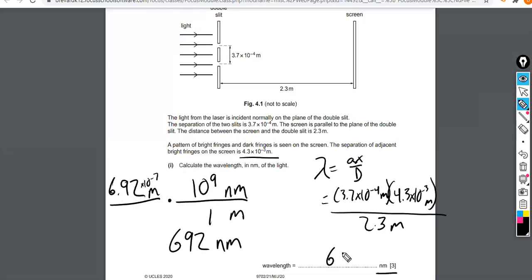You might say 690 is a slightly better answer than 692, just because of the significant digits. 2 significant digits here, 2 significant digits here, 2 significant digits here. So it's best to report the answer to the same level of significance. So 690, that's pretty close to red light. Okay, 700 is red light, so that's a red laser. That's 690.